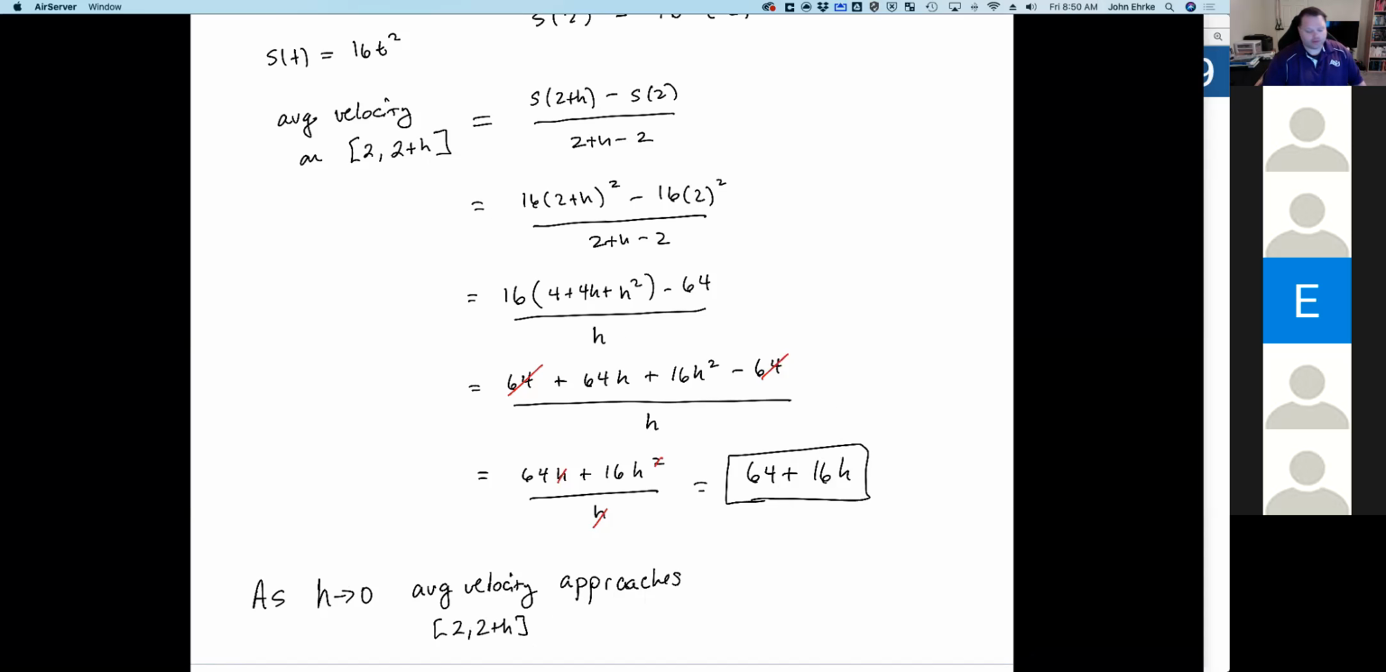64. Good. It approaches 64, which is then the instantaneous velocity at time 2. So this is the usefulness of the algebra here, to give us a formula that we can use to evaluate at different interval widths. So h is the width of the interval from 2 to whatever's to the right of 2.